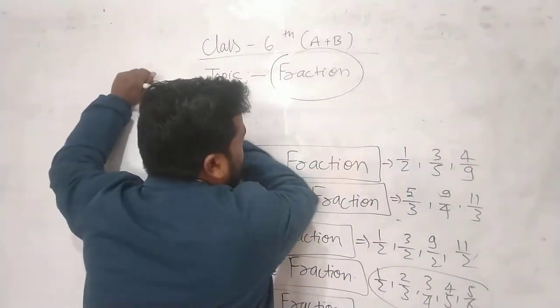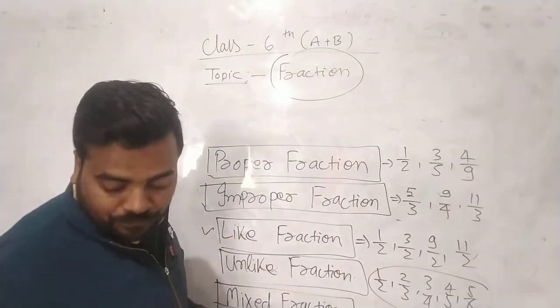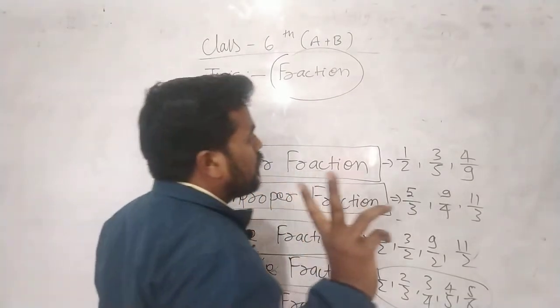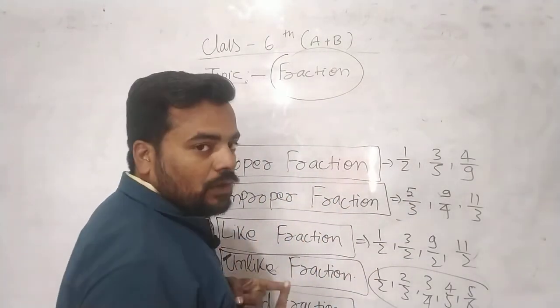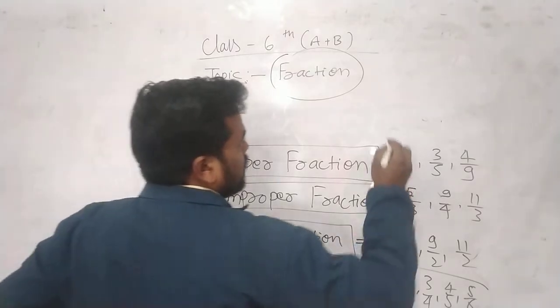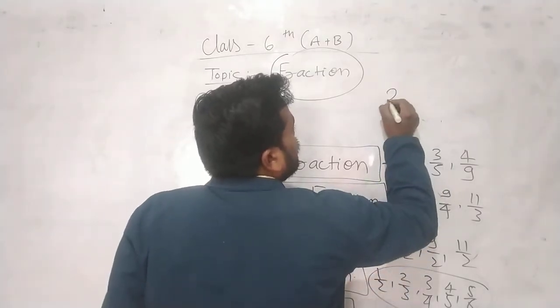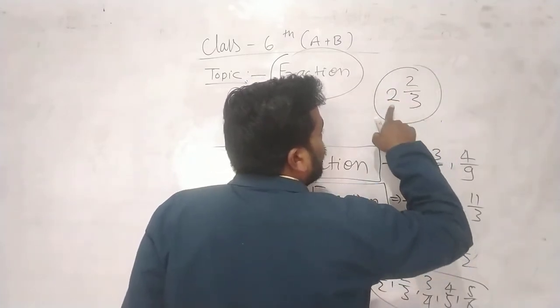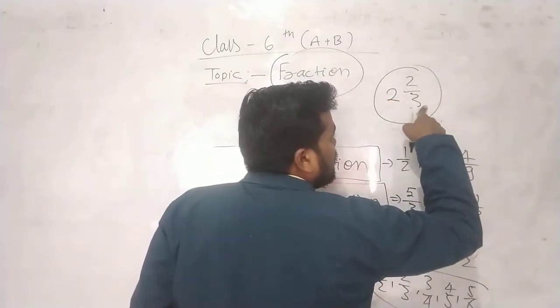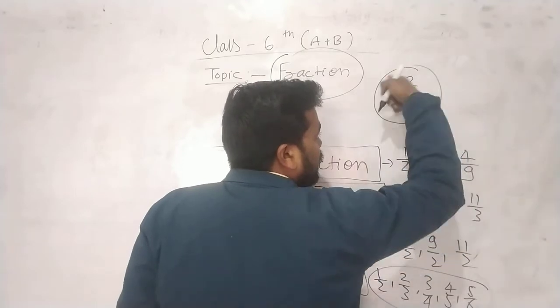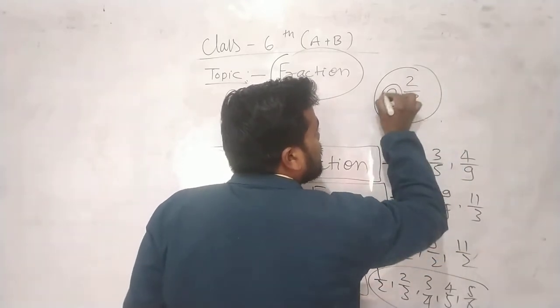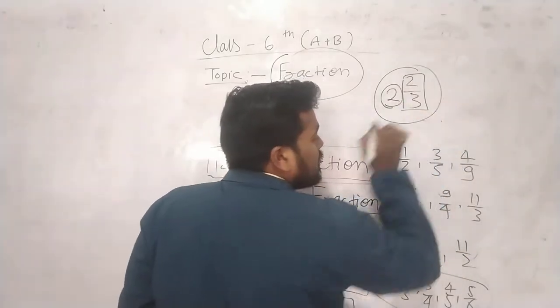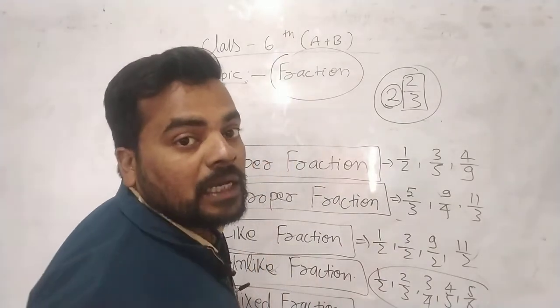Mixed fraction. So in a mixed fraction, two types of things are present. First is a whole number and second one is a fraction. Suppose that whole 2 upon 3. So you will read it as whole 2 upon 3. It means in this fraction a whole number is present and second one is a fraction. That's why it is called mixed fraction.